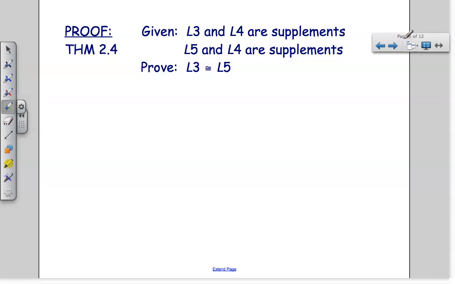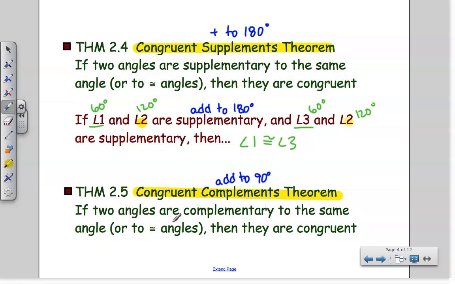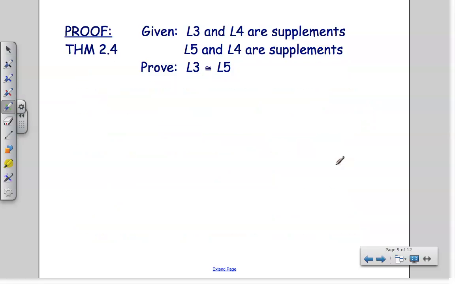So, the congruent supplements theorem and the congruent complements theorem. Let's look at those a little more in depth. And actually, we're going to prove this theorem, meaning we're not going to use the theorem, we're going to prove it. Where did it come from? If it's a theorem, it's something that can be proven. So at some point, someone proved these things, and now we have these theorems. Well, why does this work?